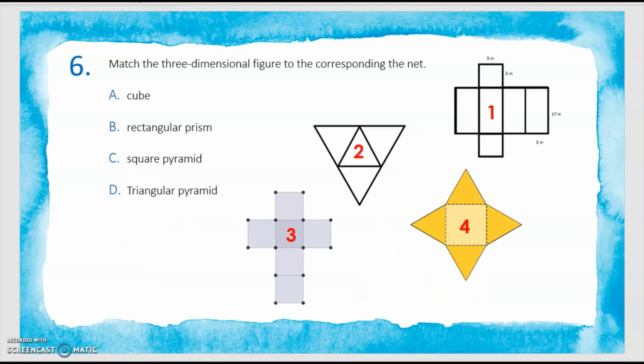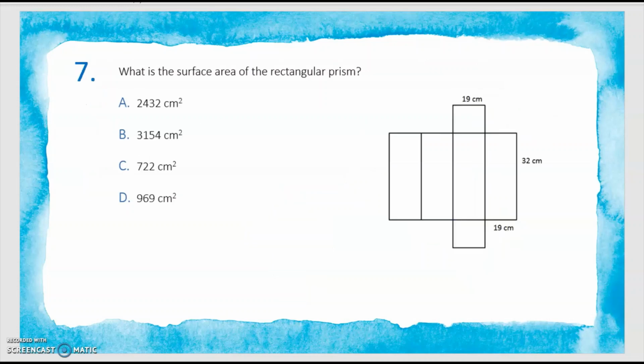Okay, number 6, we're matching. So if you want to pause and try it, that'd be great. Our cube is going to be the 3rd shape down here. Our rectangular prism is the 1st shape. Our square pyramid is the 4th. And the triangular pyramid is the 2nd shape. Okay, so be familiar with those.